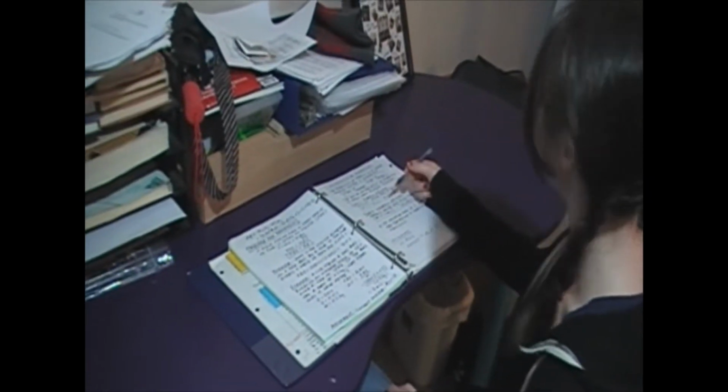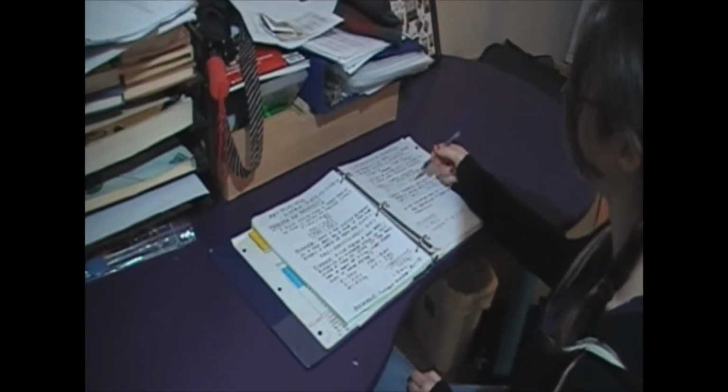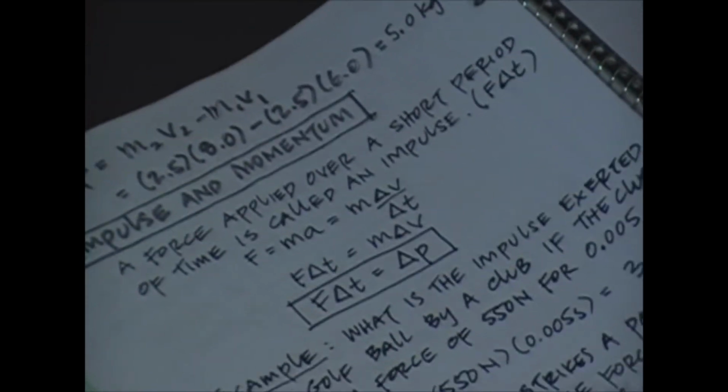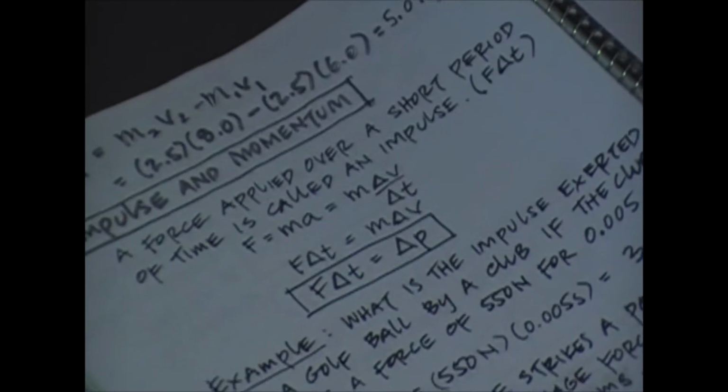None of it. Well, we can start with the simplest, which is probably impulse. Impulse is a force applied in a short period of time, and the formula is F delta T equals delta P. What does that mean? I think I could show you better than I could tell you.